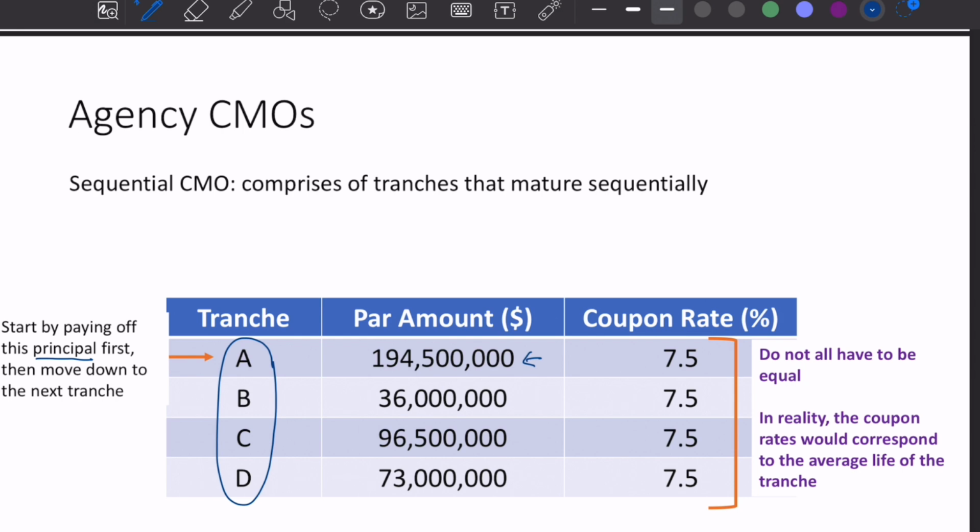So once that $194,500,000 is paid off, then tranche A is going to end, and we would move on to applying all of the principal to paying down tranche B, right? So that's going to keep on receiving all of the principal until the total par amount of $36 million is paid off. Then B would end, right? Then we would go on to C, and then lastly D. Now, for the purpose of this example, the coupon rate for all of these are going to be equal to each other. In reality, the coupon rates of all the different tranches would not be equal, right? They would correspond to the risk you're taking on and the average life of each of the different tranches.